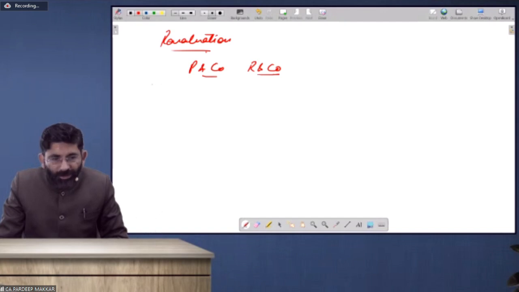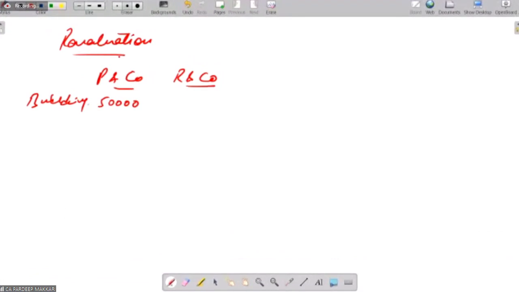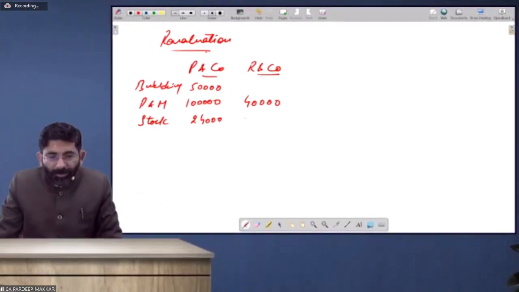Building is increased, value of building is increased. So profit of rupees 50,000. Plant and machinery of P and company, profit of 1 lakh. Plant and machinery of the other organization is also increased by 40,000. So there's a profit of 40,000. Stock in trade appreciated. So stock is also giving us profit. Profit of rupees 24,000, 20% of 1,20,000. And how much is the 20% of 1,40,000?